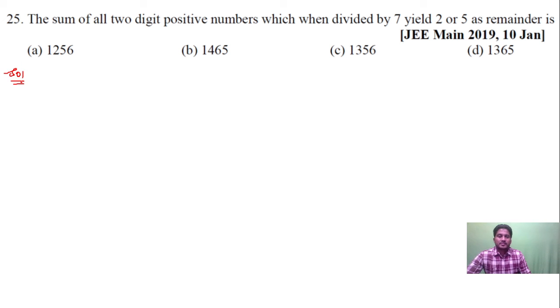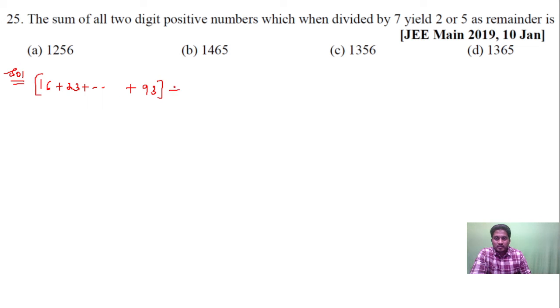Follow carefully, guys. The sum of all two digit positive numbers, when you divide by 7, you should get 2 or 5 as the remainder. That is number divisible by 7 plus 2 and number divisible by 7 plus 5. So if I take some number divisible by 7 plus 2, first term will be 16 plus 7 will be 21 plus 2, so 23, and so on. Last two digit number divisible by 7 is 91 plus 2, remainder 2 will be 93.